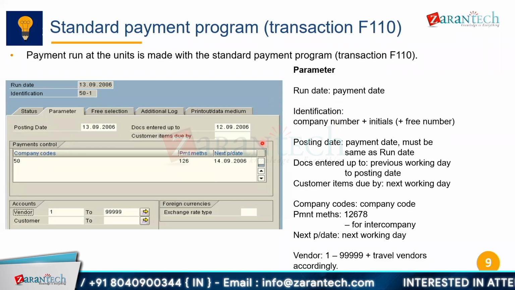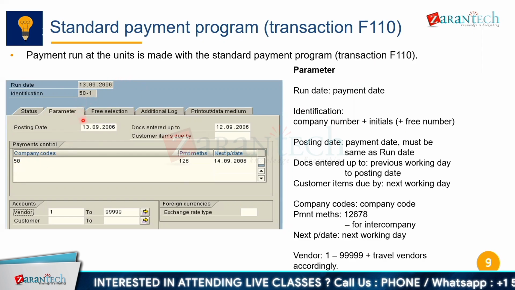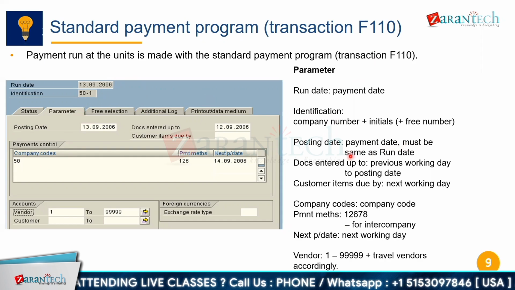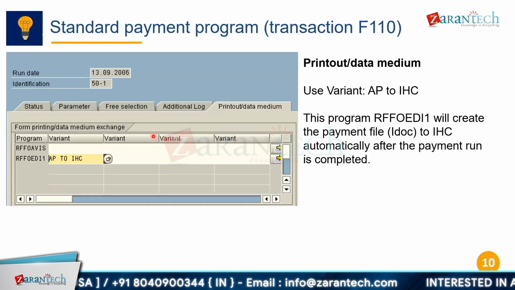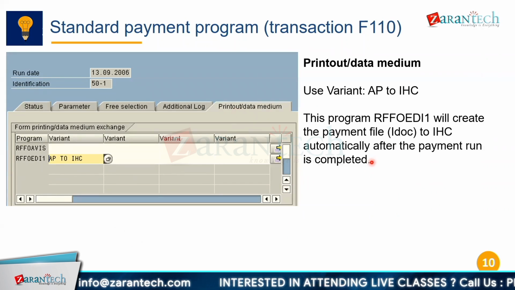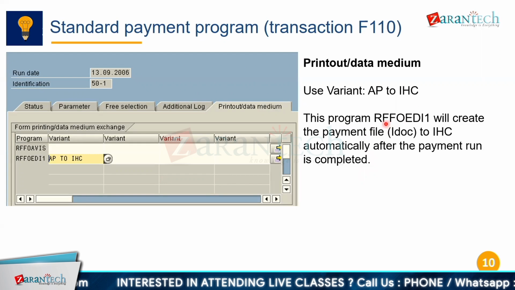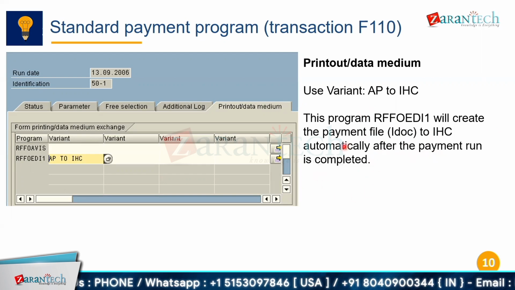All these subsidiaries will run the F110 transaction code to release the supplier payment. Now here you can see one of the company codes, 50, is running F110. Okay. Now in the F110 payment, when the payment is run, the system will generate the IDOC. You can see in the payment printout it says ISC payment, meaning this program will create the payment file IDOC to ISC automatically after the payment run is completed.